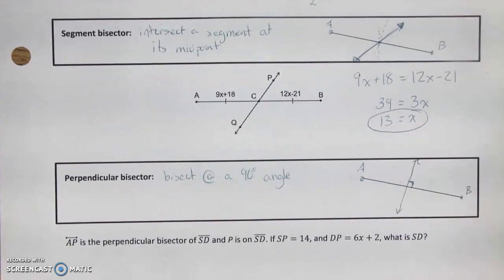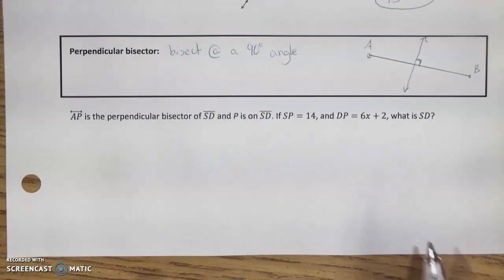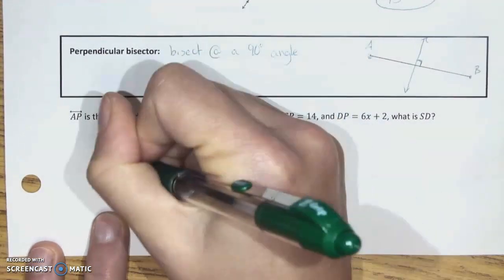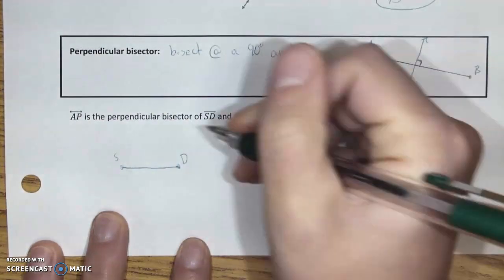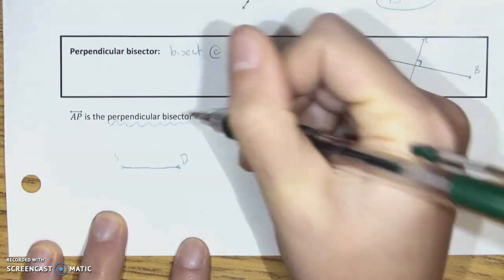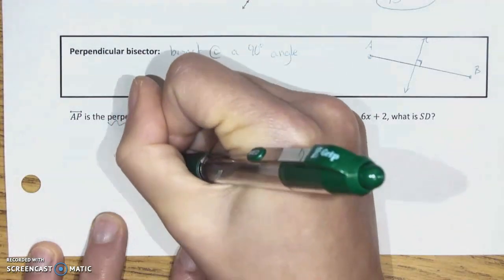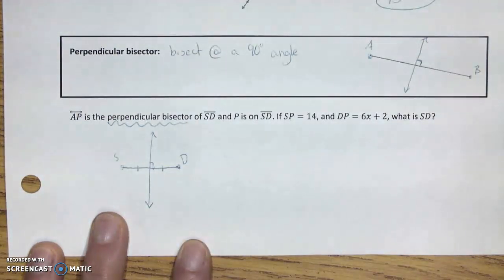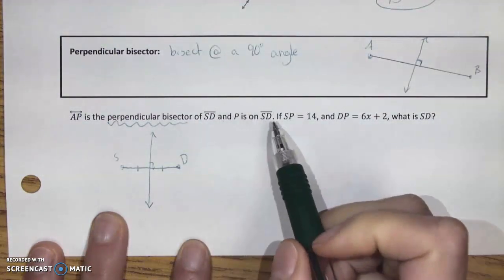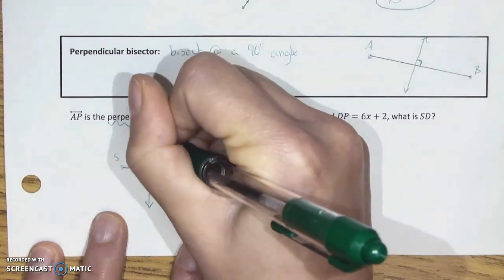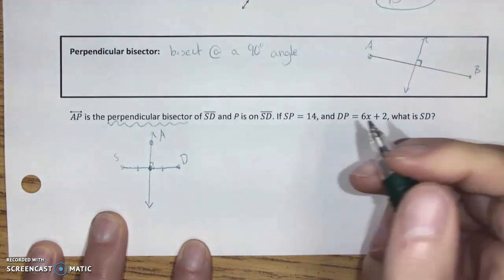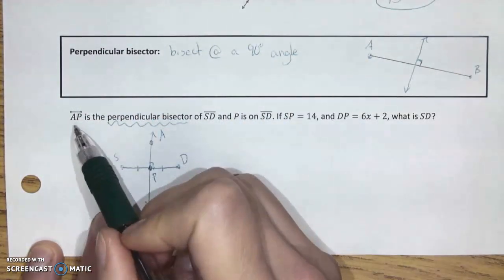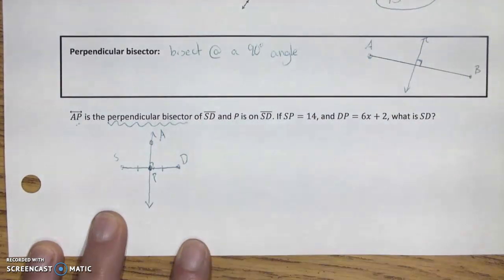I can also do word problems, where AP is the perpendicular bisector of SD, and it's always good to have a sketch going as you're reading through. Watch for those key words. Bisector and perpendicular tell me that I have to draw this exactly in the middle and at 90 degrees, so I want to put that information into my picture. I also know that P is on SD. So A is somewhere on this line, and P has to be both on the bisector and on SD, since it's mentioned here and here.